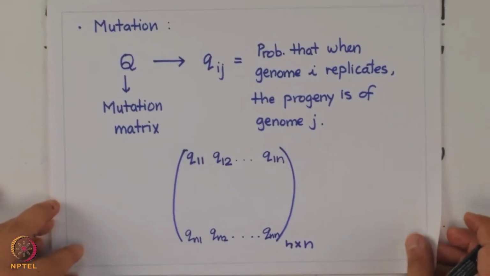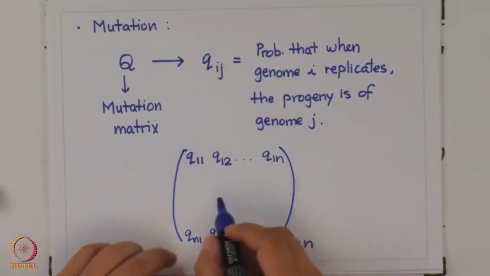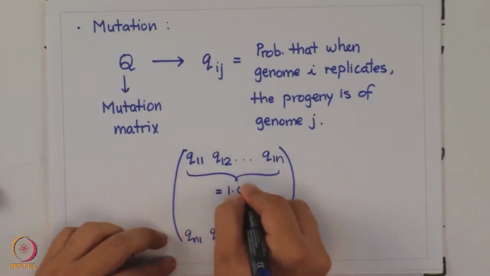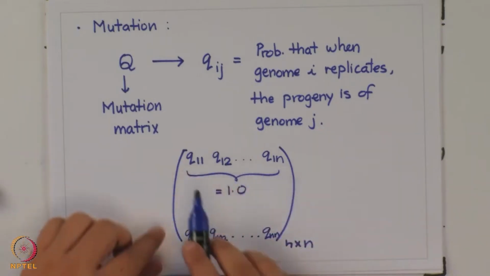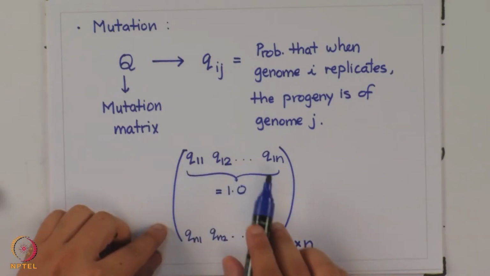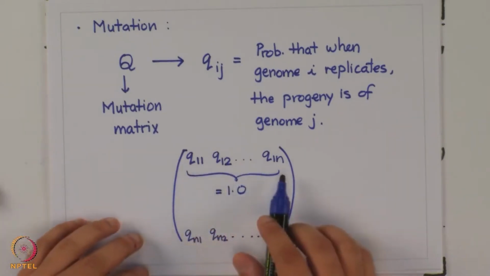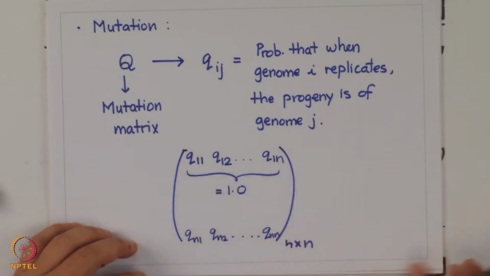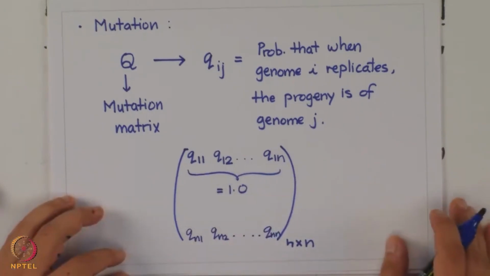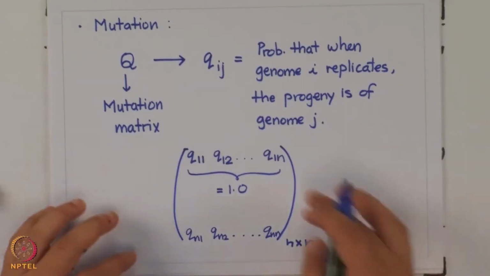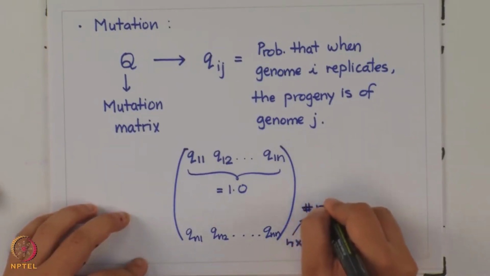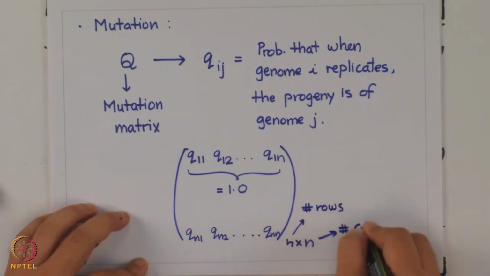So, this is my mutation matrix, and remember the property associated with it, that the row sum of this matrix is equal to 1. The sum of all these elements is equal to 1, because every time an individual of genotype 1 replicates, it has to commit to one of the n genotypes. The progeny that is produced has to be one of the n genotypes in the environment, and hence the sum of these probabilities has to be equal to 1. So, the row sum of this mutation matrix is equal to 1 for each one of the n rows. The n cross n here again represents the number of rows and number of columns.